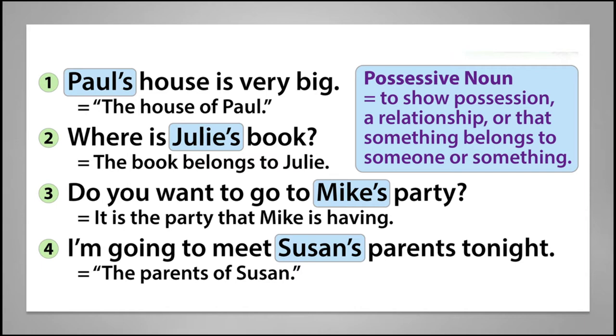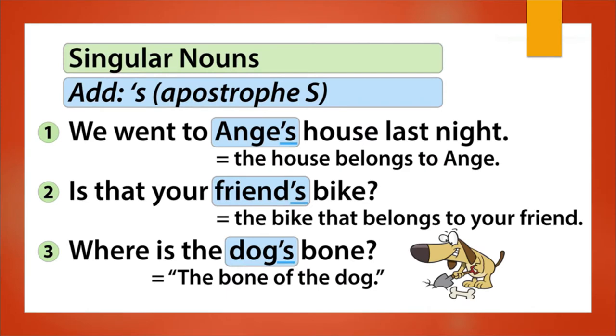Clear? Okay, let's go with another rule and see the apostrophe S as per the rules for singular nouns, okay? Now, the first one is possession. Obviously, this is also possession, but there are different rules in this one. So, please focus properly on the items. Singular nouns adding apostrophe S. Now, number 1, we went to Angie's house last night. It means the house belongs to Angie.